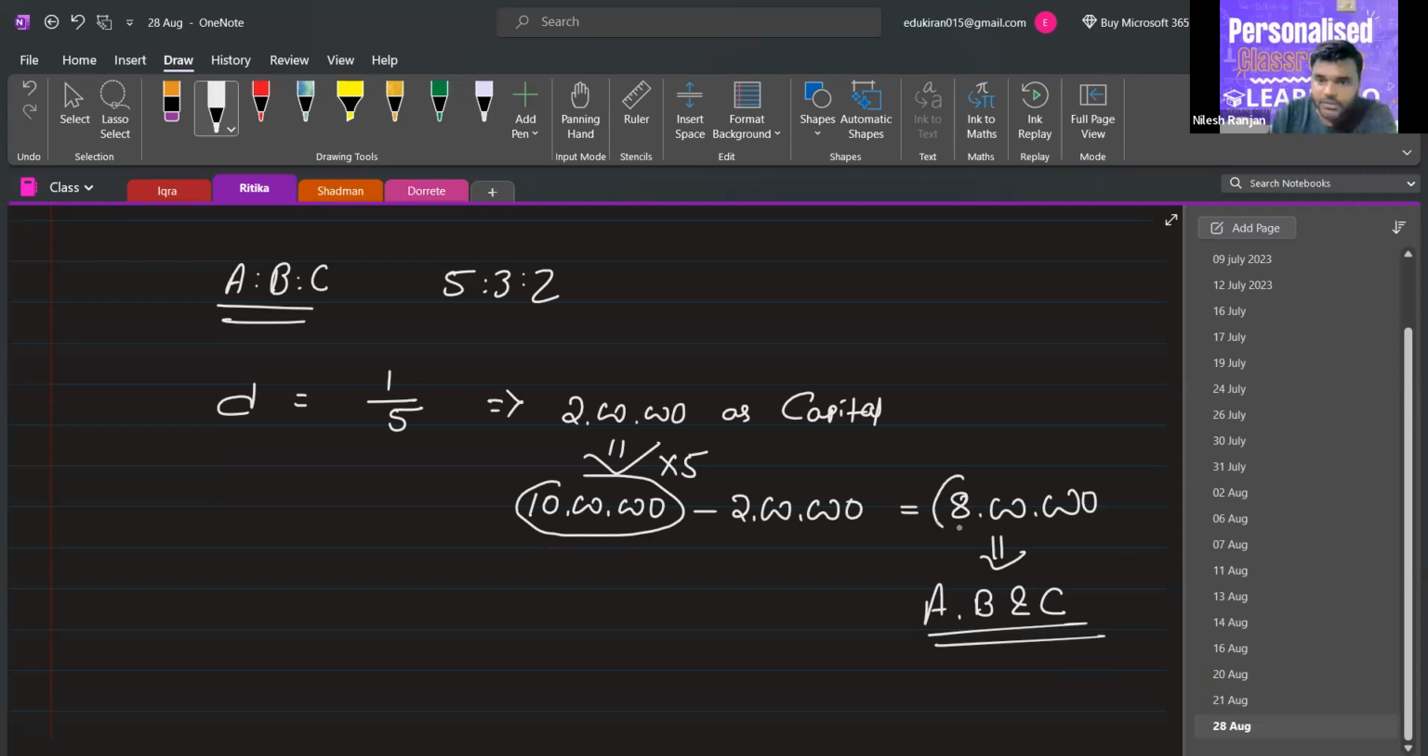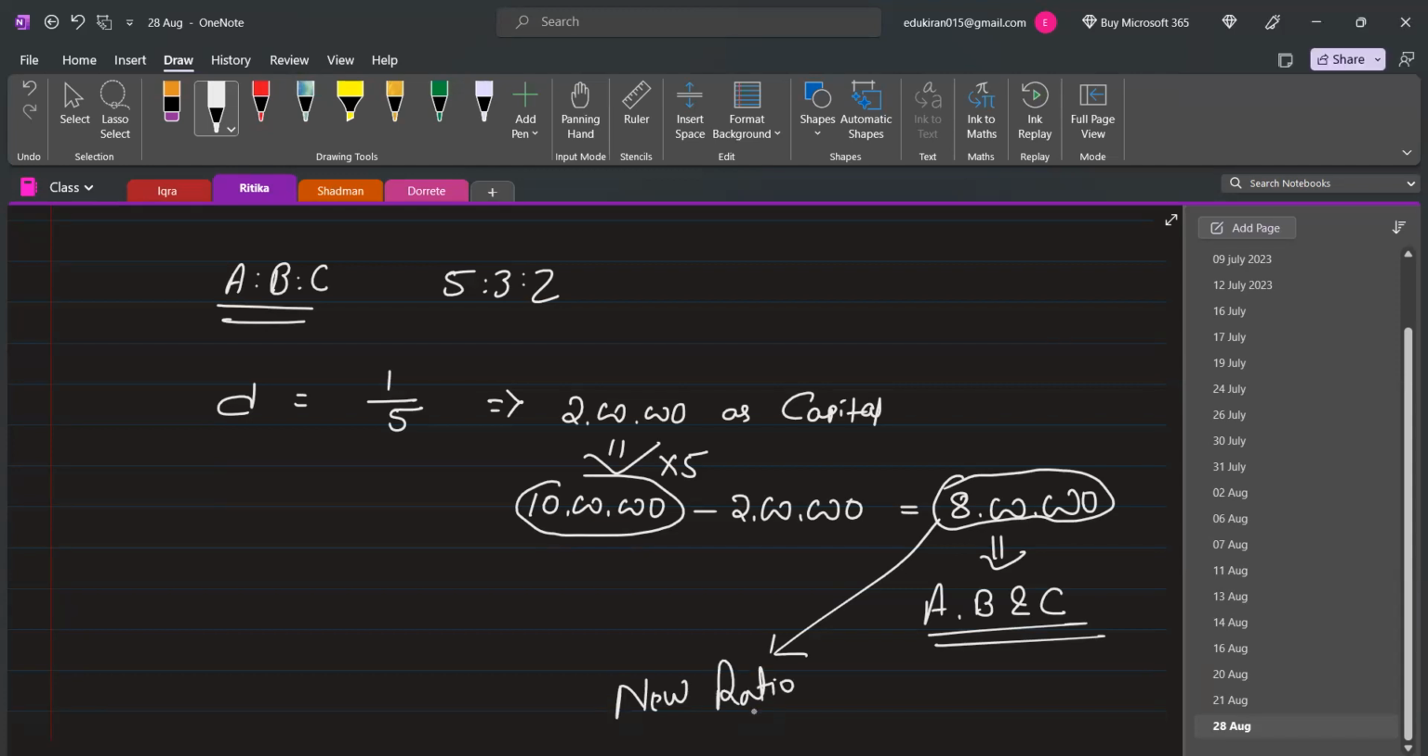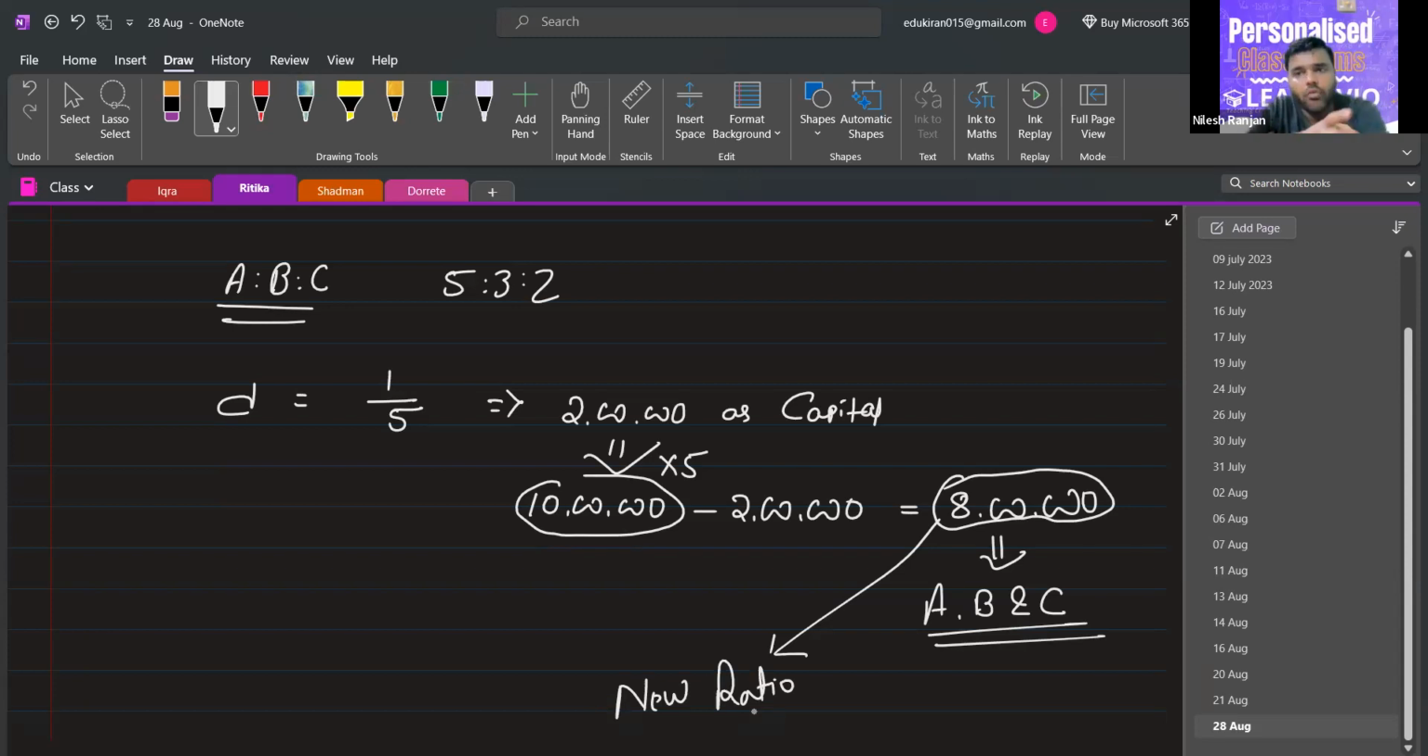Now, if they need to adjust their capital, then this 8 lakh will be adjusted, or it will be brought by the existing partners in their new ratio, not the old ratio. You should remember this. Because now A, B, and C and D also, whatever their new share will be, they will contribute the capital according to their new share. We don't have to take into consideration the old profit share, because it will not exist after the admission of D.